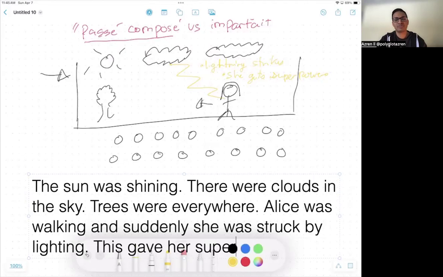Superpowers. Is superpowers one word? I don't actually know. There we go.